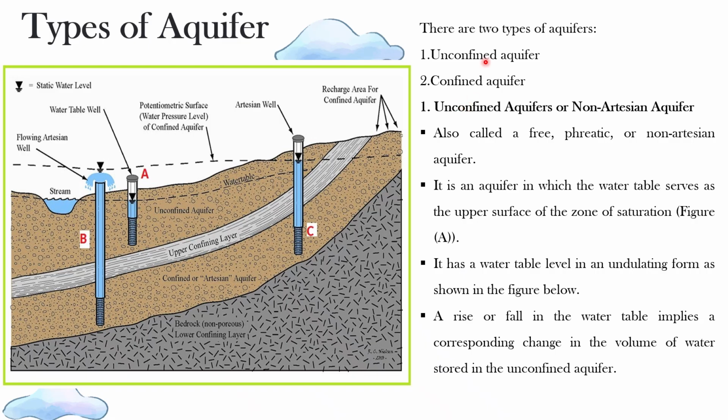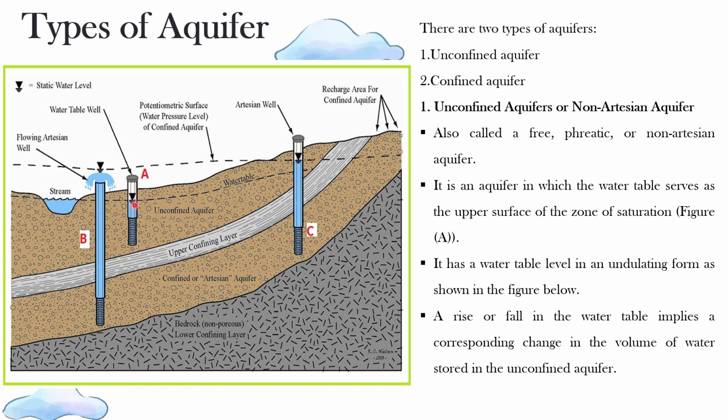Next we are going to learn about the two major types of aquifers: unconfined aquifers and confined aquifers. Let's start with the diagram on the screen here. As you can see, the land surface is at the top, and below it different layers of soil and rock are present. Aquifers are the layers that can store and also transmit groundwater.